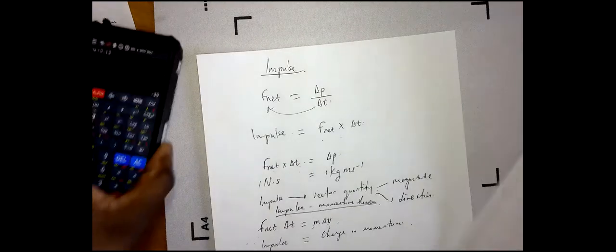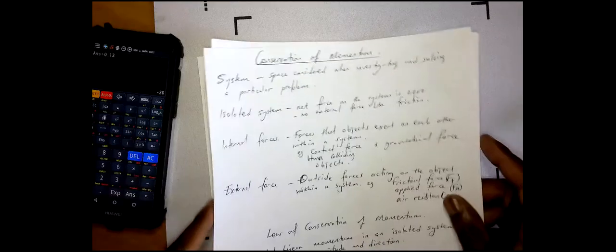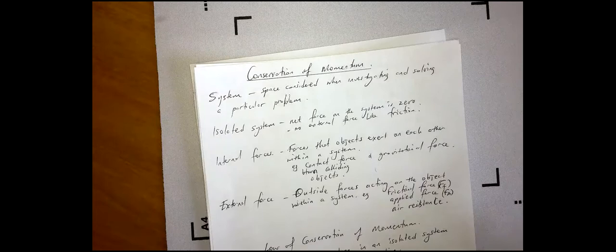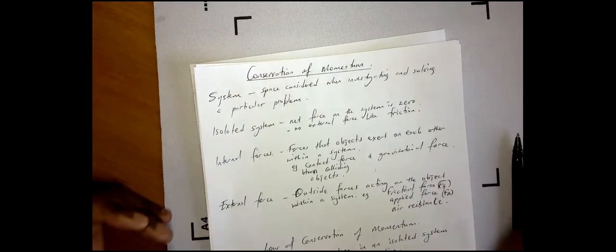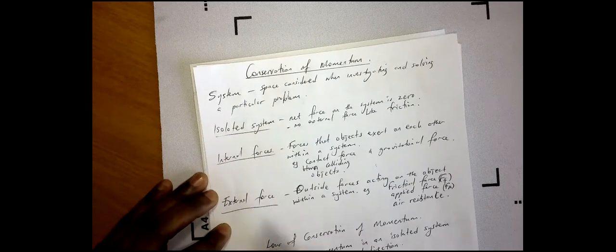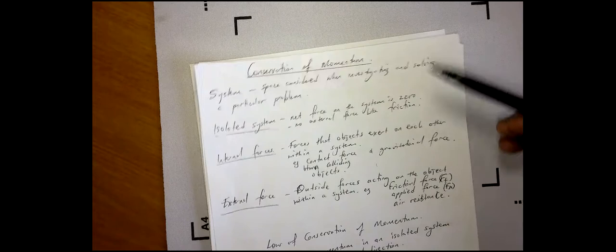The next part is going to be conservation of momentum. Conservation of what? Momentum. So here we are now looking at the conservation of momentum, and we have terms that we need to understand. These are the important terms that you need to understand for your exams. Okay. Now, what is a system?